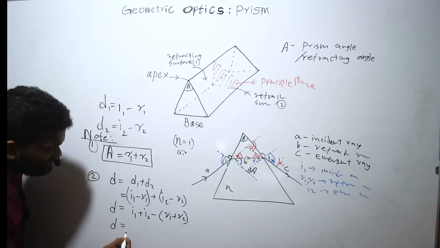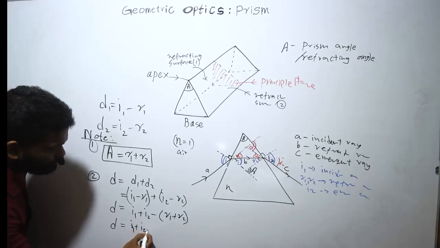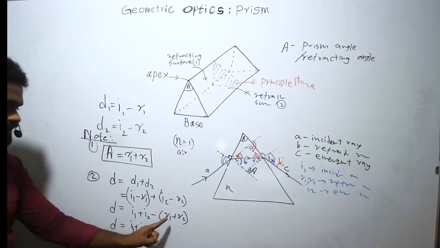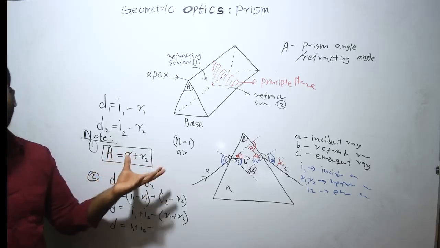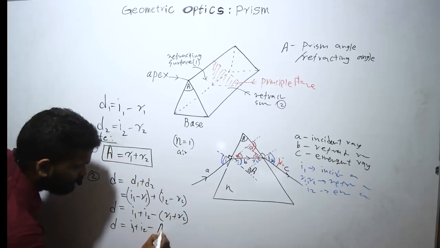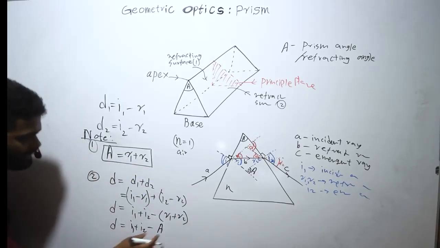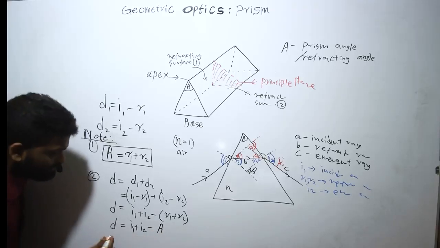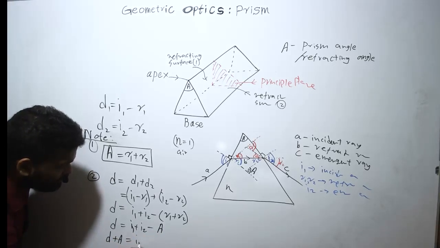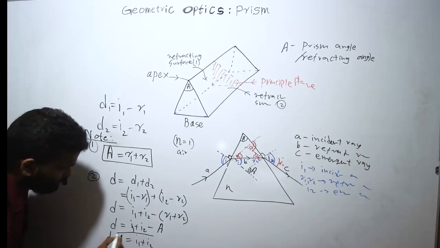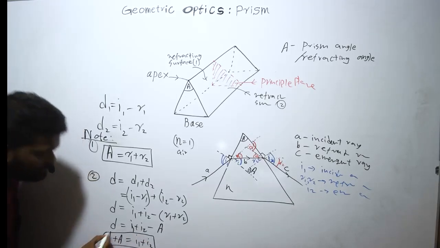Then what do you get? D equals I1 plus I2 minus what is R1 plus R2? That is capital A, the prism angle. So you have capital A here. Then I am going to take capital A to this side: D plus capital A is equal to I1 plus I2. This is the second equation that you have to remember.